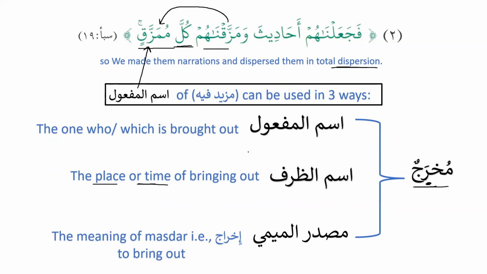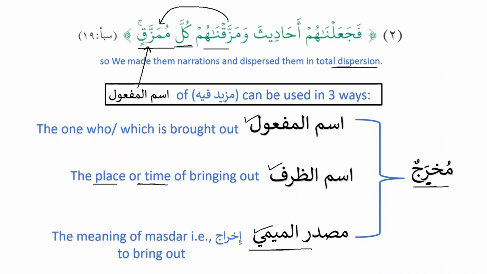From the context, we will see whether it is being used as ismul maf'ul, or whether it is being used as ismul dharf, or whether it is being used as masdar al-mimi. So whenever it is being used as masdar al-mimi, it will give the same meaning as the masdar, or the real masdar itself. For example, when we say ikhraj, the meaning of ikhraj is to bring out. And similarly, when we say mukhraj, and if it is used as masdar al-mimi, then it will give the same meaning as to bring out.